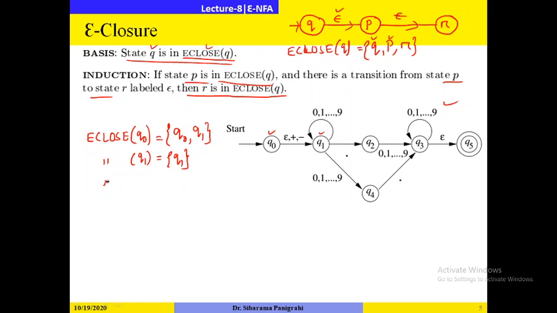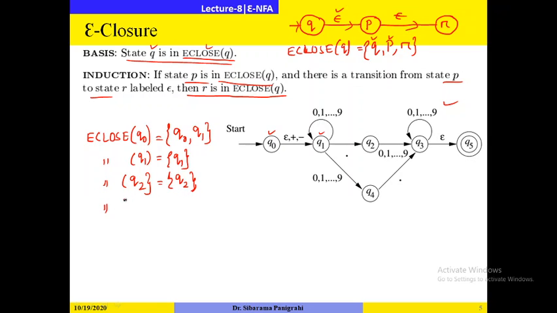Next let me compute the epsilon closure of Q2. In the epsilon closure of Q2 I will have Q2. Then I have to check whether there is any epsilon transition from Q2. There is no epsilon transition from Q2, so only Q2 will be there in the epsilon closure of Q2.